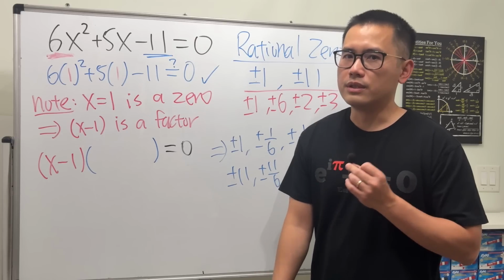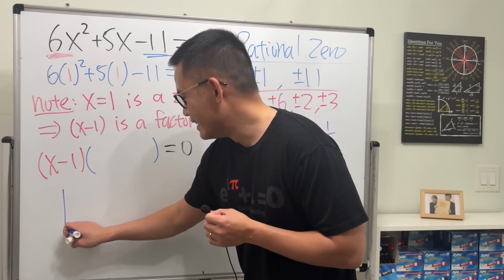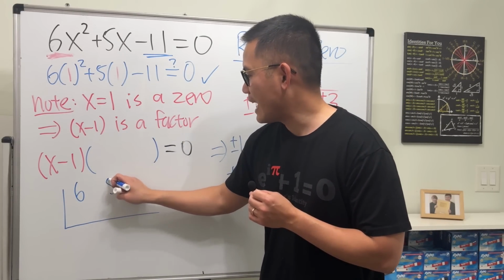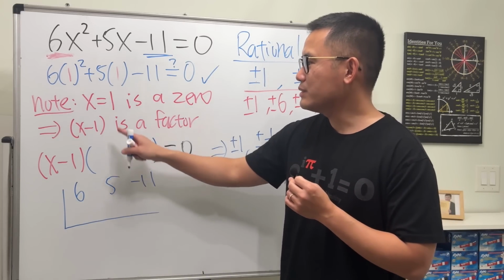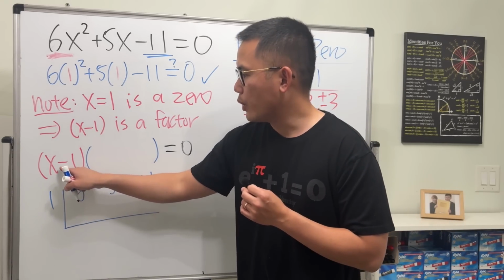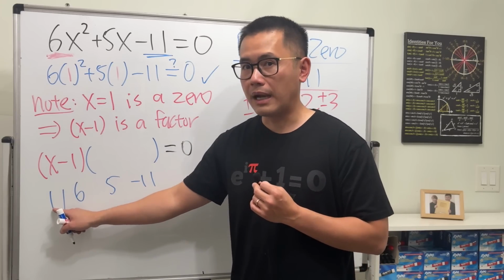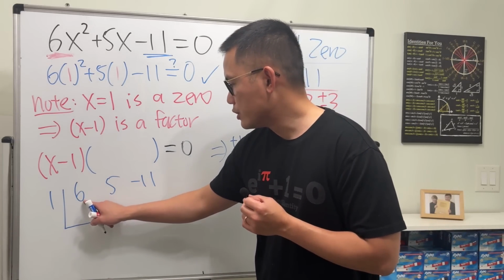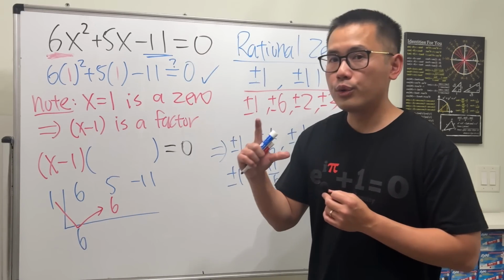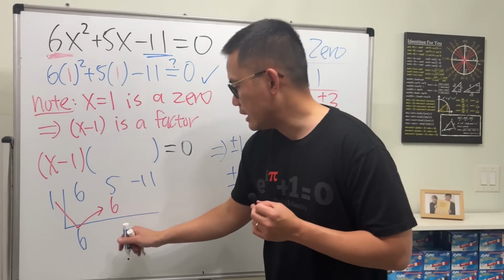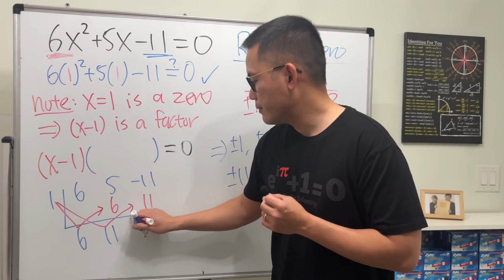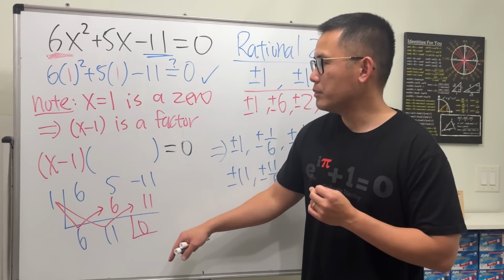For this, let's do synthetic division. So here we go. I'm going to write down the coefficients from the equation here. So we have 6, 5, and negative 11. And because we know 1 is a 0, we are going to put down this 1 right here. If you're looking at the factor, when you have x minus 1, you are going to put down positive 1 right here. And then to do this, you just bring down the 6, and then you do 1 times 6, which is 6, put it here. And then you are going to add them up for synthetic division. So that's 11. Continue. And then right here, you will get 0. The remainder is 0. That means 1 is actually a 0.